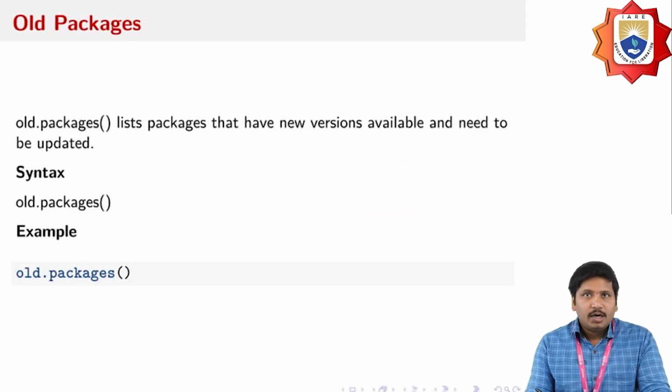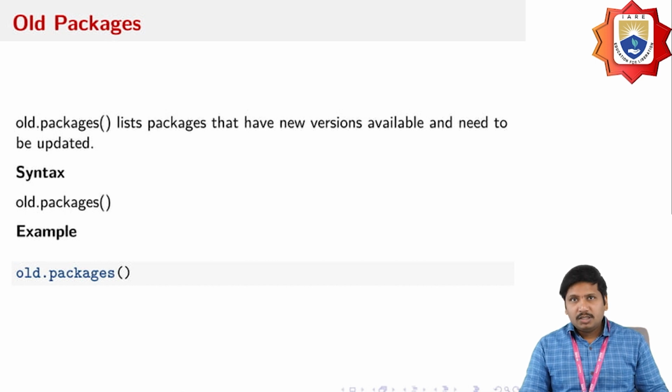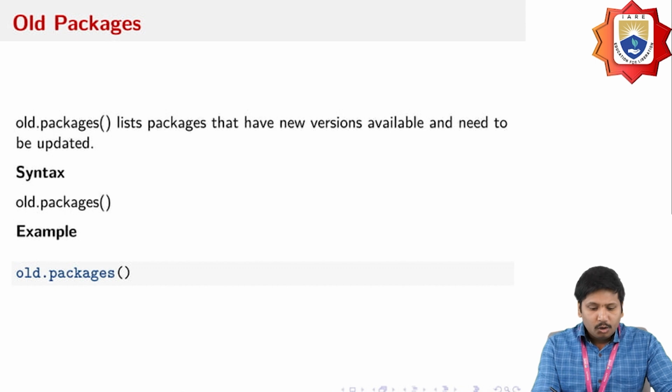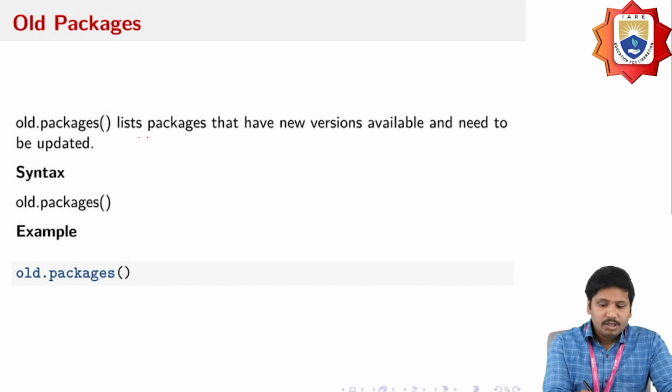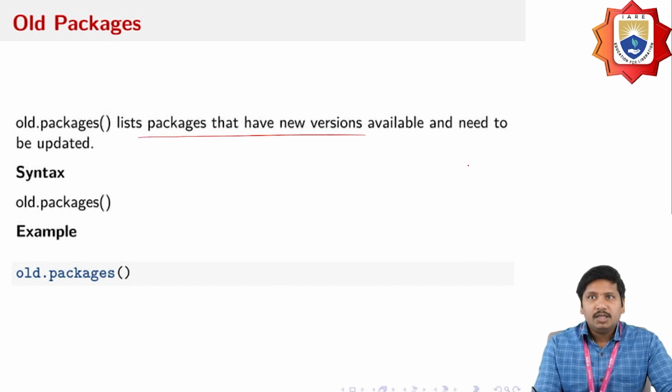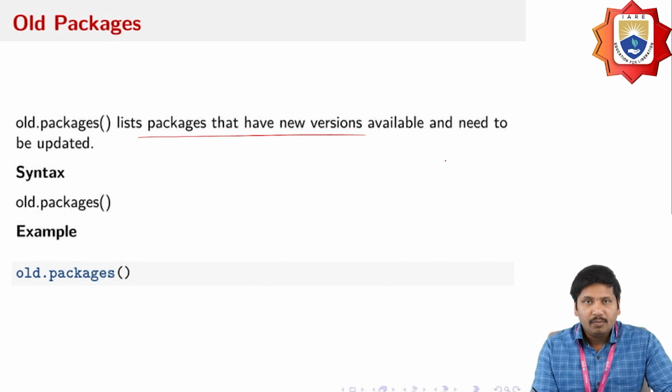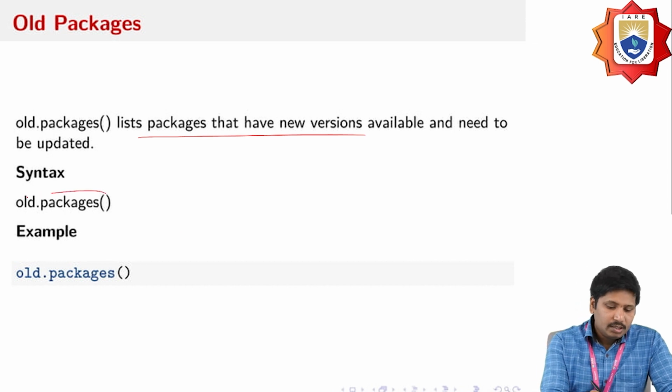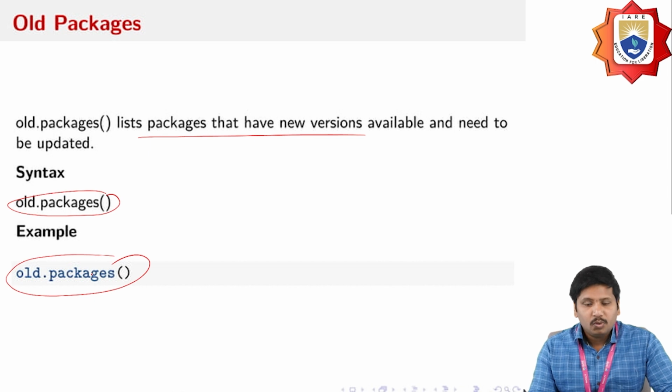And in order to know what old packages are available in our system, we have to know the function old.packages(). This function is used to list the packages for which a new version is available, and whether they need to be updated or not. The syntax is old.packages(). If I write this, I can know the packages for which the latest version and new version is available.